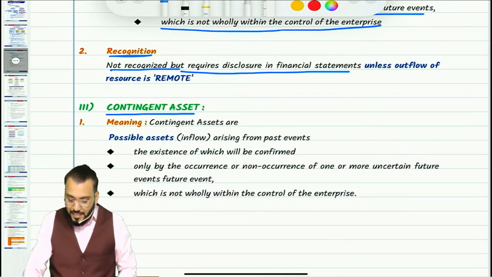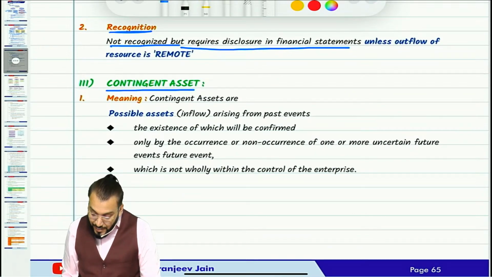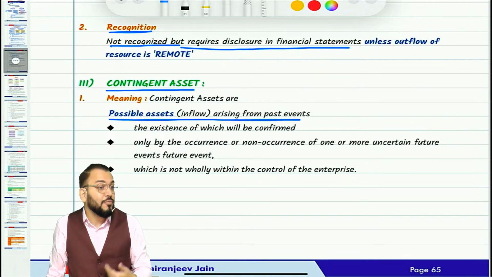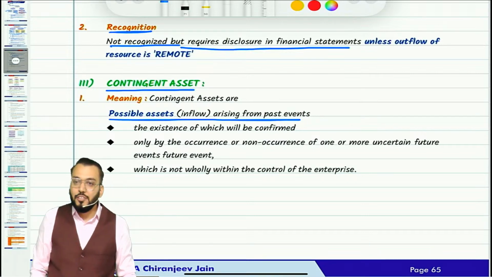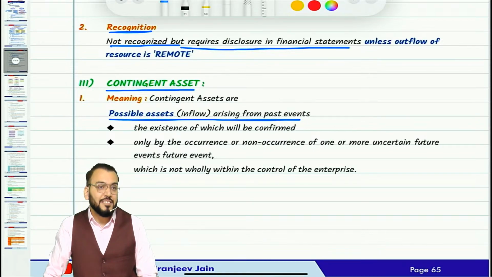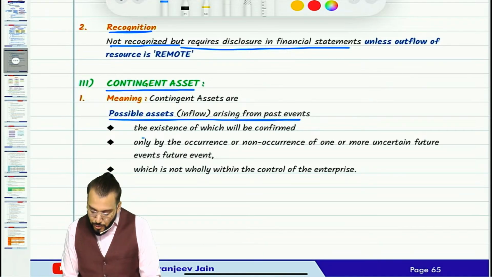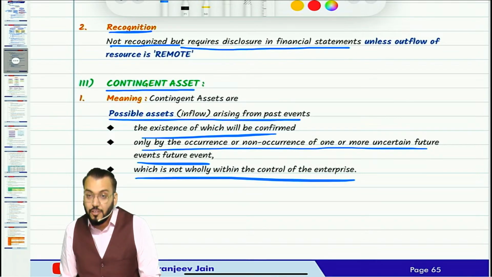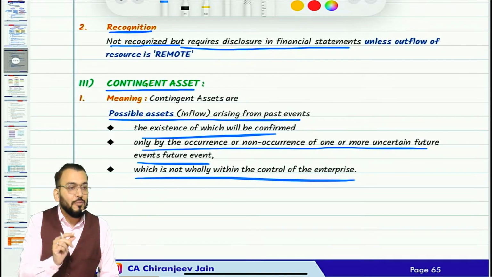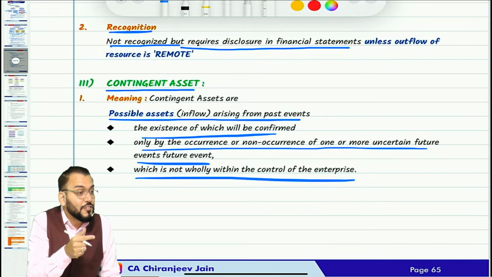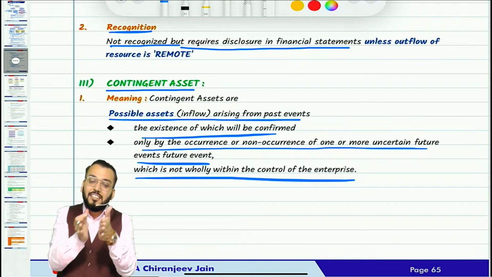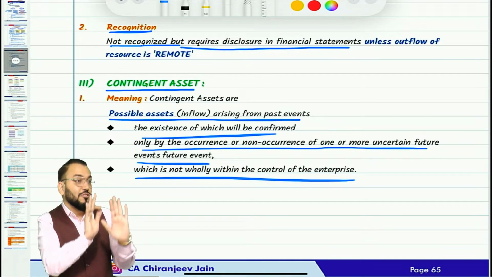So contingent asset. Contingent assets are possible assets arising from past events. Have you understood? Possible asset arising from past event, the existence of which will be confirmed only by the occurrence or non-occurrence of one or more uncertain future events which are not within the control of the entity. Means the keyword is what? Contingent assets are possible assets arising from past events. Means for asset, there is an asset or possible asset. There is no present asset.